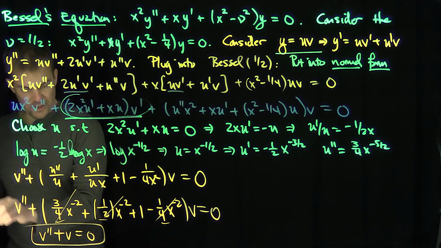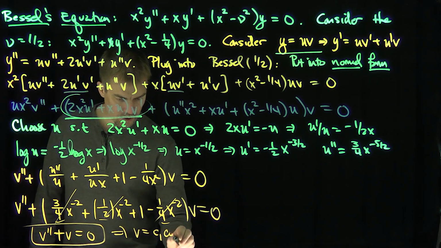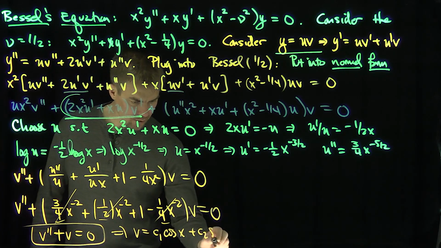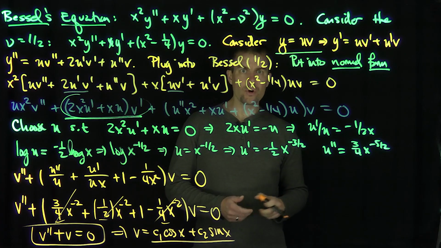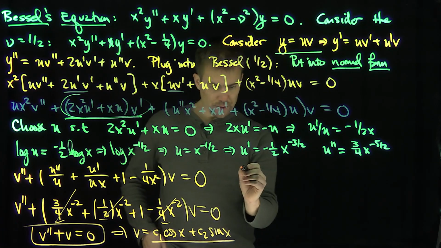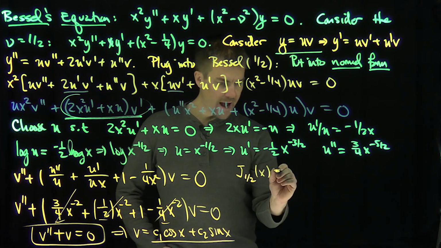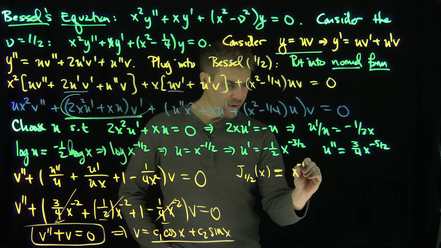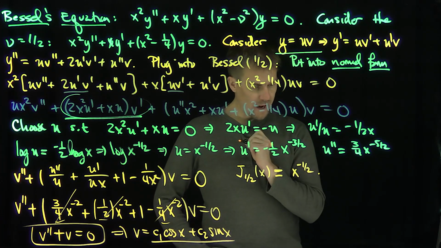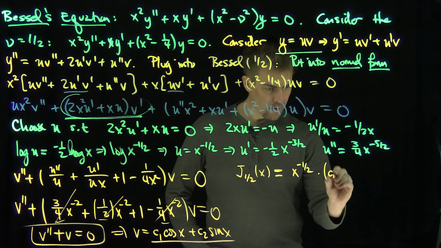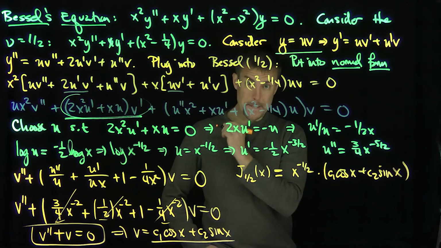I know how to solve this equation. It's a constant coefficient equation. So my v solution over here, v is going to be c1 cosine of x plus c2 sine of x, okay? So that's what v is going to be, and u I know to be root x. So my solution, j1/2 of x, is going to be x to the negative 1/2 power, and then times c1 cosine of x plus c2 sine of x, okay?